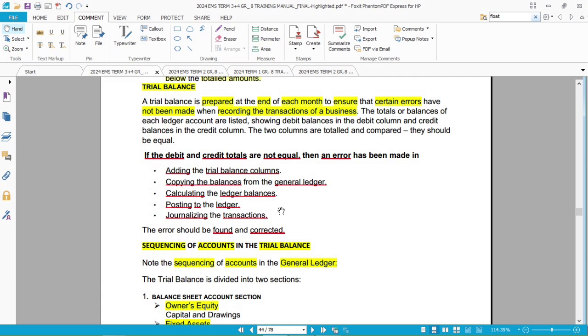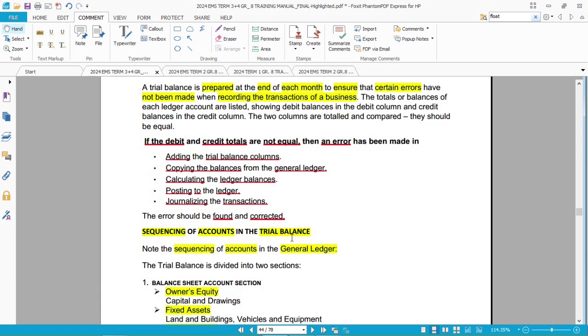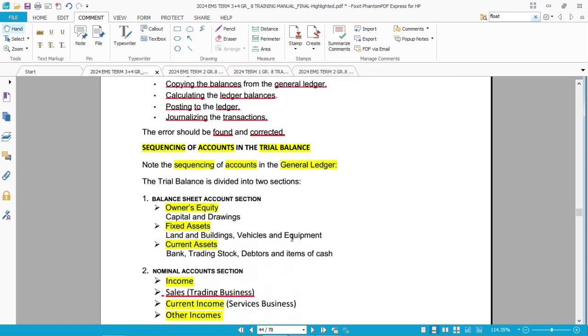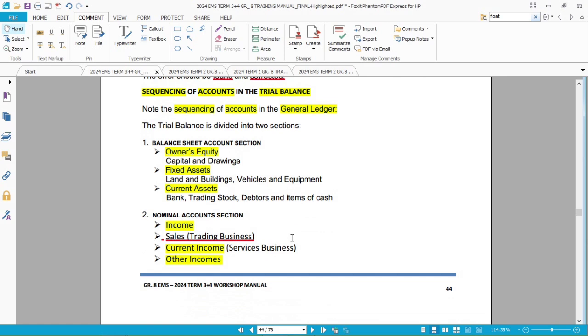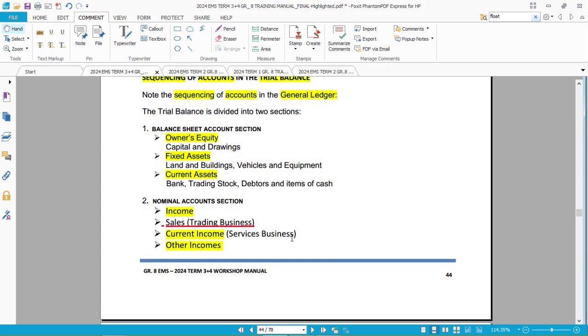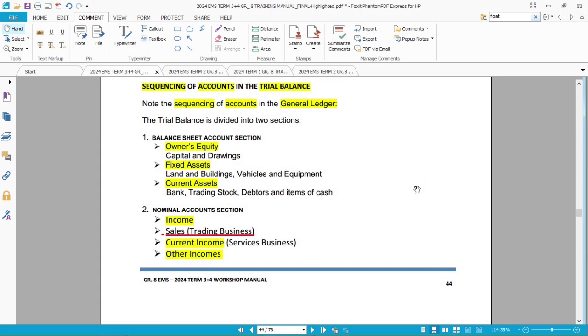Right, then journalizing the transactions could be another error. And then once the error has been found, obviously we need to correct it. You do corrections, I think, in grade 9, grade 10, definitely grade 10. So in higher grades you'll be doing corrections if your trial balance does not balance.